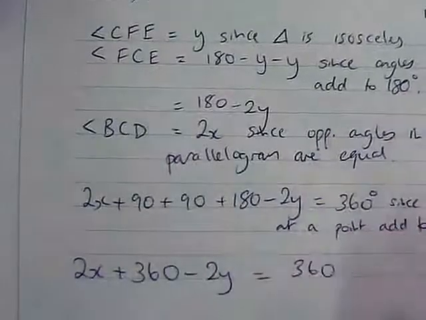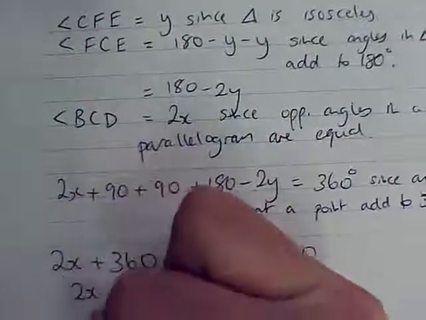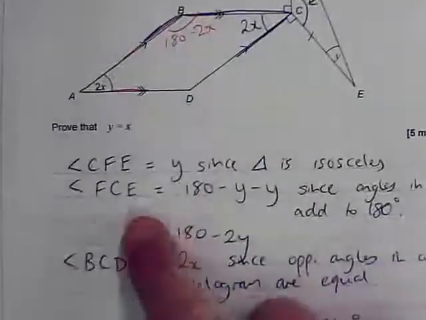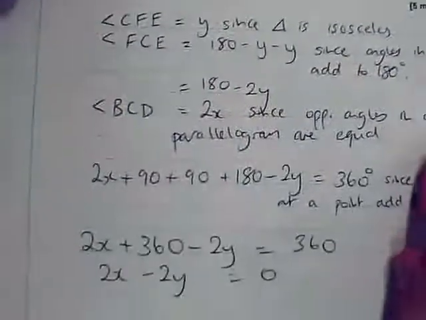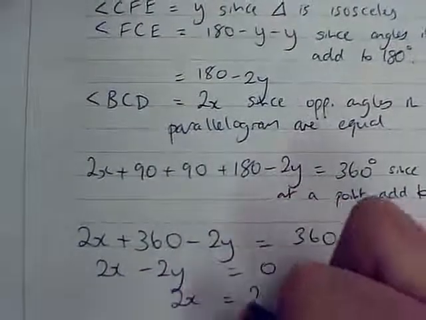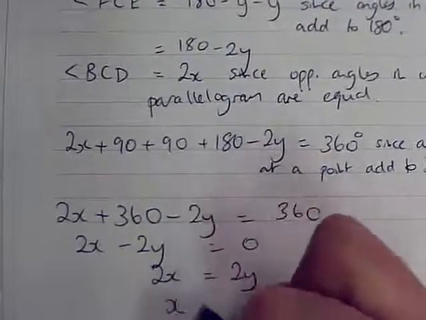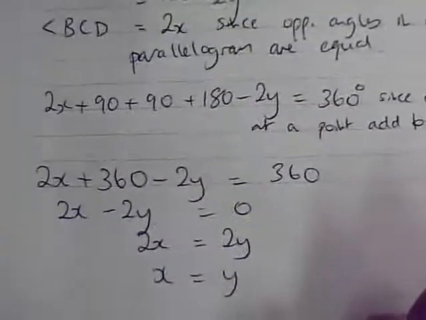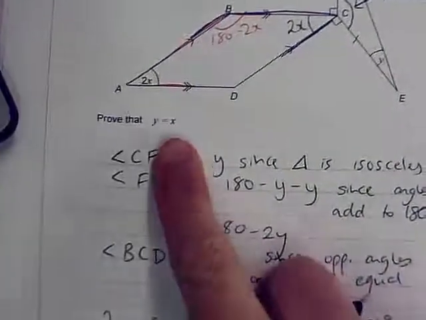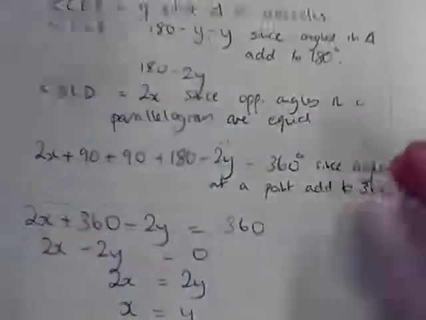equals 360. And if I take away 360 from both sides, I can then say that 2x minus 2y equals 0. And because I want to get y and x on either side, I can add 2y to both sides. So I say that 2x equals 2y, and then dividing through by 2 gives me x equals y. And x equals y is the same as y equals x, and that's what I wanted to prove. Prove that y equals x, and I've done that. So that will then give me my 5 marks.